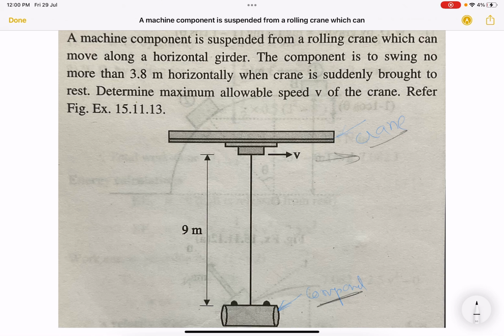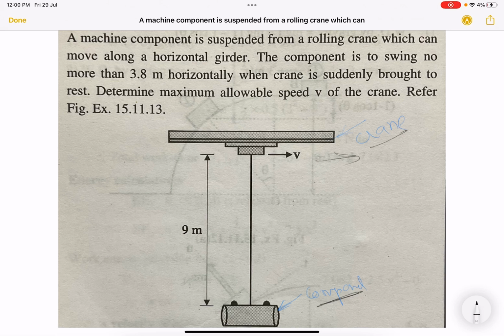So it will reach a certain point where its velocity is zero. They are told that it can move horizontally only up to 3.8 meters. The velocity of the crane should be such that when it is suddenly halted, the component, which will act like a pendulum, will move not more than 3.8 meters, right?